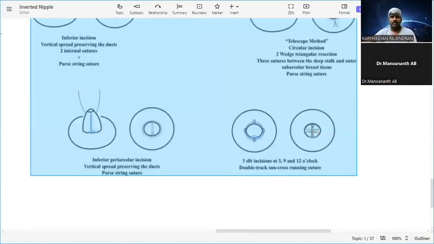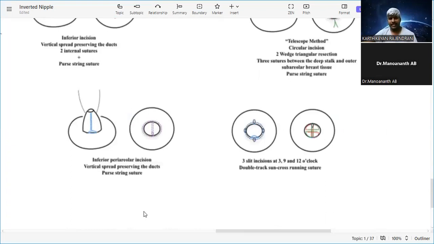Inferior periareolar incision is also done, with peri-areolar excision of the epithelium, and we suture it. Here, one suture is placed vertically in the center. Three slit incisions are made at 3 o'clock, 9 o'clock and 12 o'clock positions, with double track cross running sutures. So this is also like a purse-string suture.